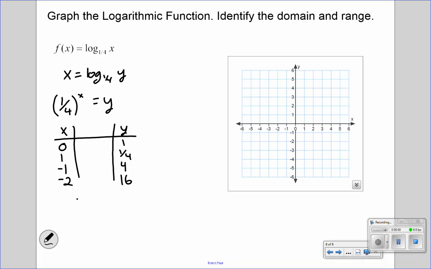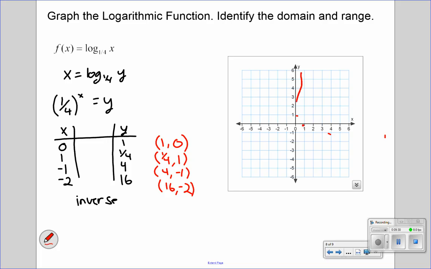Once again, this is for our inverse function, and we want to graph our log function. So we're going to have to switch our x's and y's. So the log function would have the points 1, 0, 1/4, 1, 4, -1, and 16, -2. So we can graph that. 1, 0, 1/4, 1, 4, -1, and 16, -2, which would be way over there.